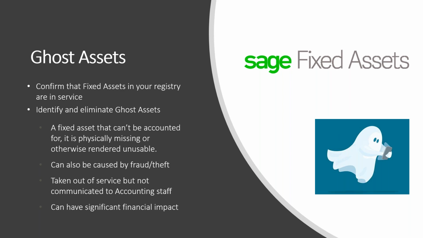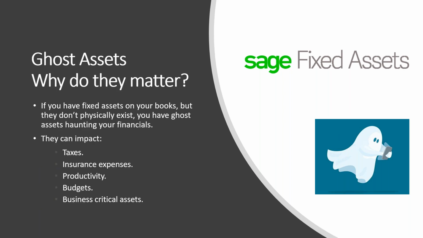So what that means for you is that you're continuing to pay taxes and insurance premiums on these assets, and you certainly are not going to be budgeting for replacing them since you actually think they are in service. So this also impacts productivity. That's also going to impact your budgeting process because, as I mentioned, you simply don't know they're not there, and you're not going to be budgeting to replace them, especially if these are business critical assets.